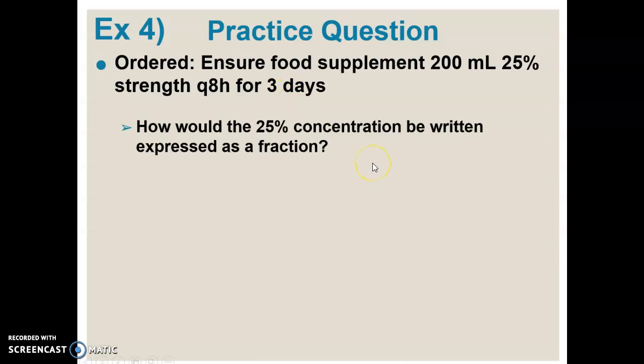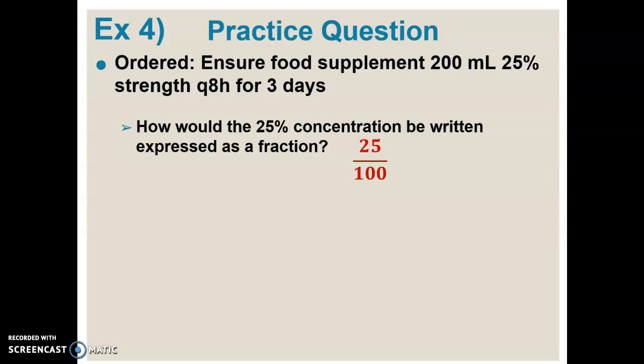Okay. So this first question wants to know how would the 25% concentration be expressed as a fraction? Now, some of you might be familiar enough with changing 25% to a fraction that you automatically know what the fraction should be. But let's walk through it as if we're not familiar with 25%. Anytime you're changing a percent to a fraction, take the 25, knock off the percent, and divide it by 100. Always divide by 100. And now you need to reduce that fraction.